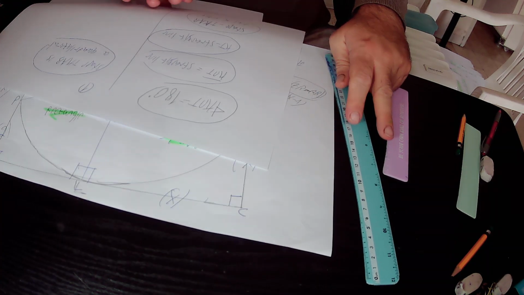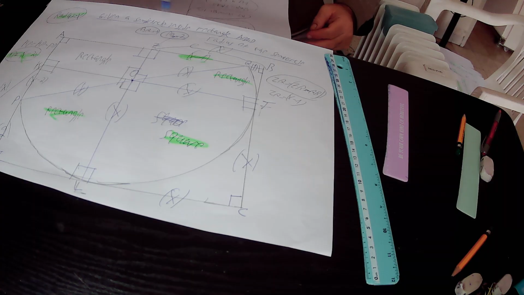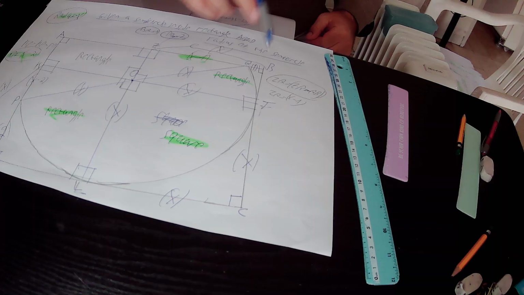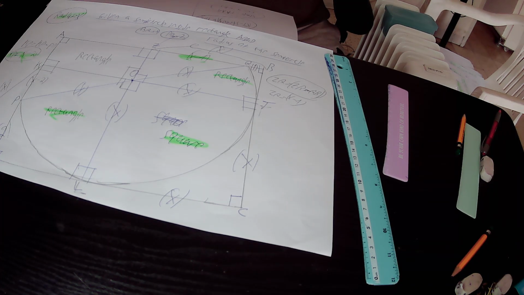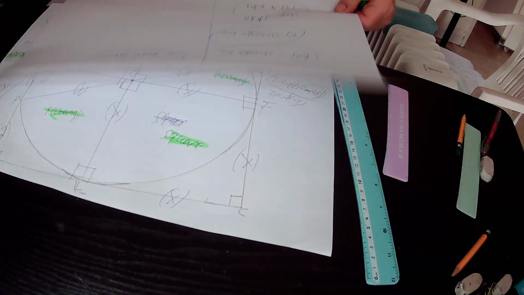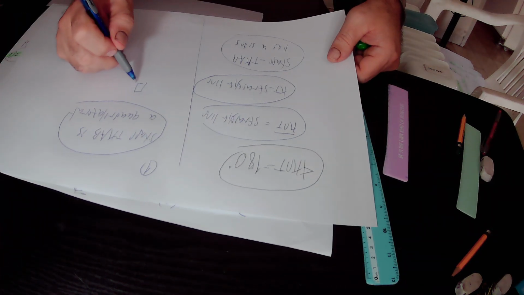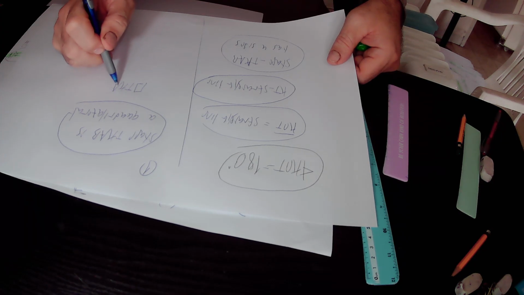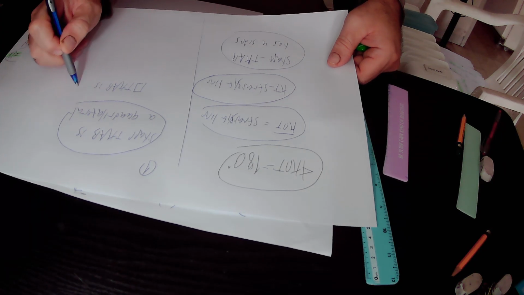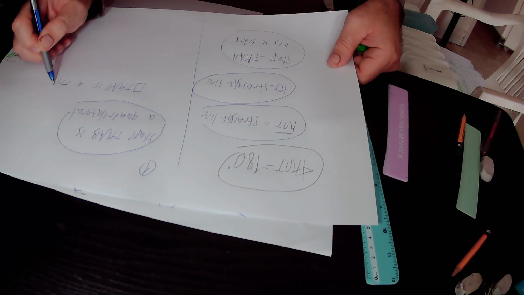So this is quadrilateral ABTK. In quadrilateral ABTK we have 1, 2, 3, 4 right angles. And we know that any quadrilateral that has 4 right angles must be a rectangle, if not a square. So we conclude that quadrilateral ABTK is a rectangle because it has 4 right angles.